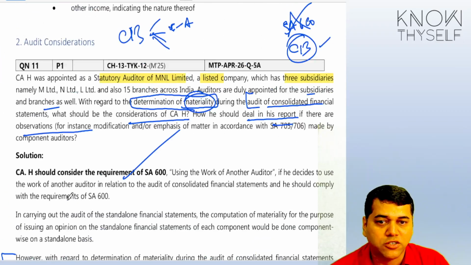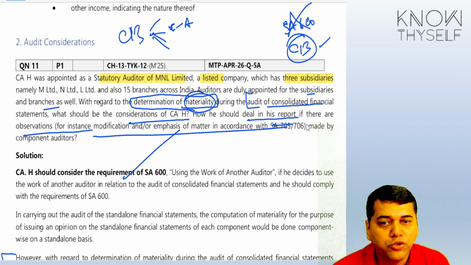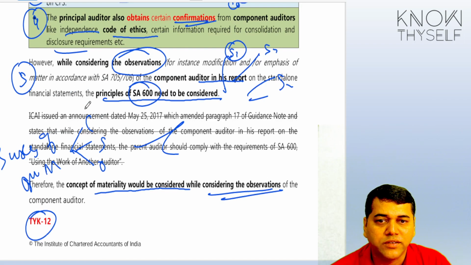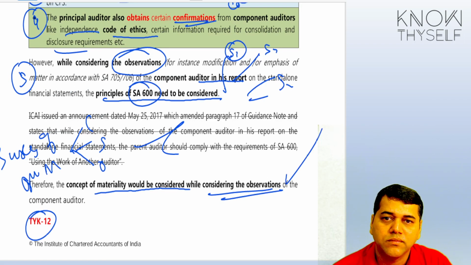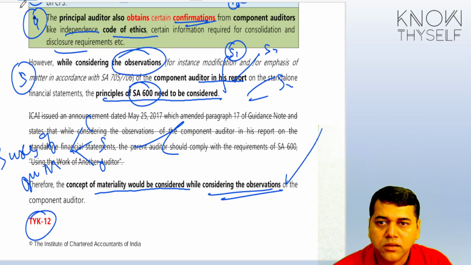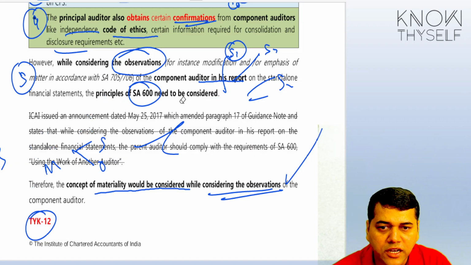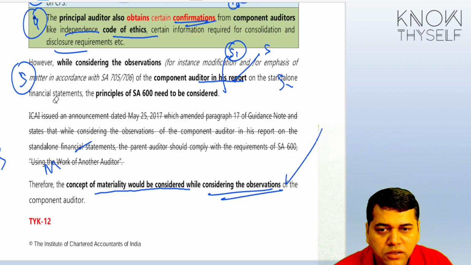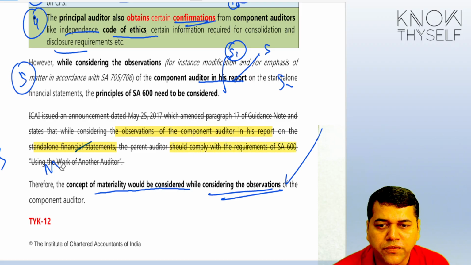So that is the second part of the question. How should he deal? Yes, you can write about this para also, that you have to consider the observation. You can write this point. Okay, so now ICAI has issued an announcement that amended para 17 of the guidance note and states that while considering the observations of the component auditor in his report on the standalone, the parent auditor should comply with the requirement of SA 600.